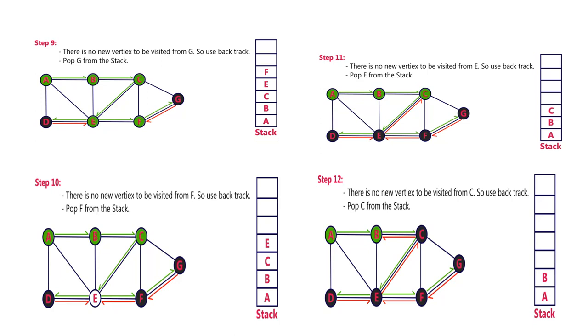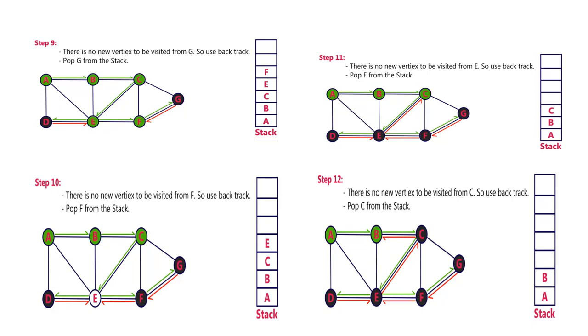From G, there is not going to be any new vertex, so we are going to do the backtracking and pop G and come back to F. From F, there is no unvisited vertex, so we backtrack and pop it from the stack. From E, we check and there is a new vertex, D, which is going to be visited and put on the stack.